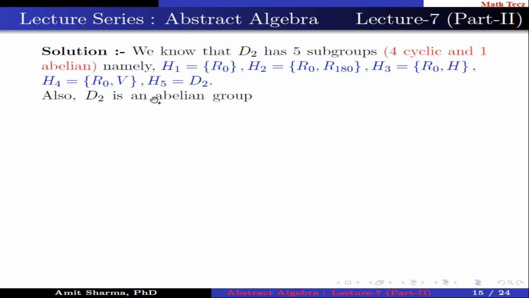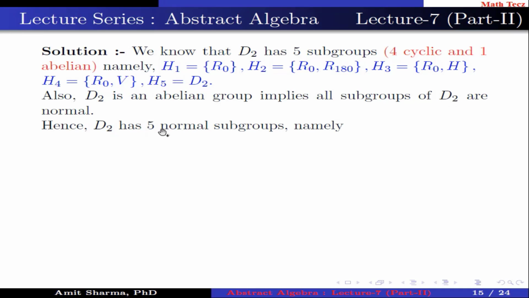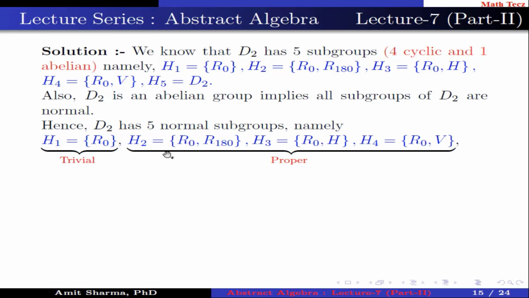Also D2 is an abelian group, implies all subgroups of D2 are normal. Hence D2 has 5 normal subgroups, namely H1, which is equal to R0, which is a trivial normal subgroup, H2, H3 and H4, which are proper normal subgroups, and H5, which is equal to D2, an improper normal subgroup.